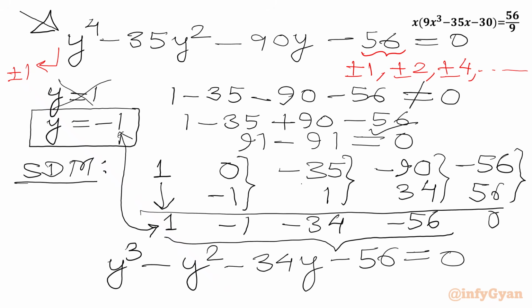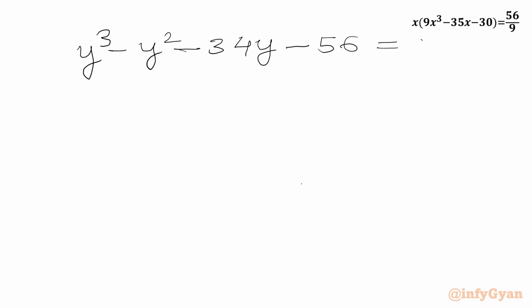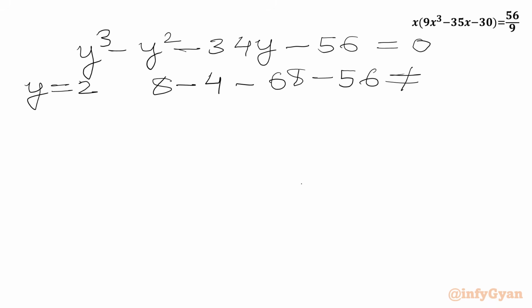Again we will use synthetic division method. We have checked 1 and minus 1. Now we will begin with y equal to 2. So let me write here y cube minus y square minus 34y minus 56 equal to 0. We will check whether y equal to 2 will satisfy our cubic equation or not. So 2 cube is 8, minus 2 square is 4, minus 34 times 2 is 68, minus 56. It is not going to be 0. So we will reject y equal to 2.